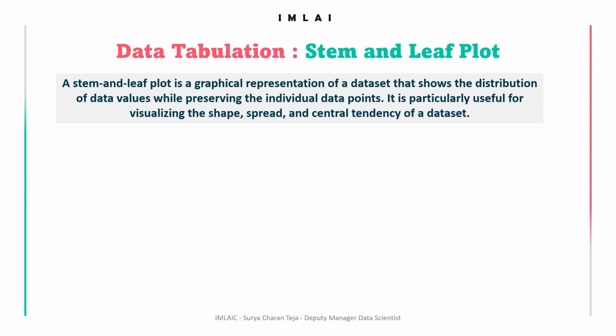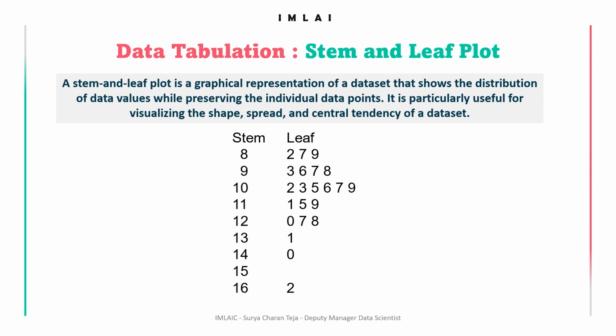Anyway, you can see one example on the screen. The left side is the stem and the right side is the leaf, and it will clearly give you the stem part and the frequency of the stem part. You can clearly see the shape and which one has the highest frequency and all that information. So that's why it's particularly useful for visualizing the shape, spread, and central tendency of a data set.